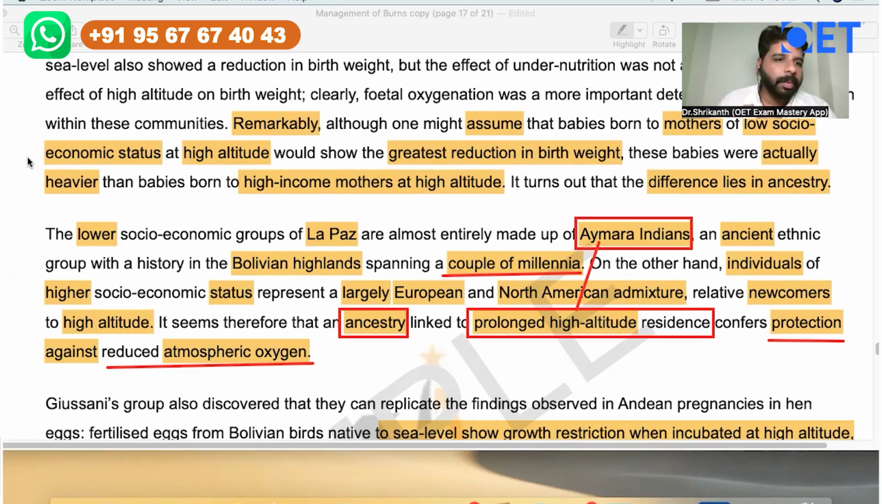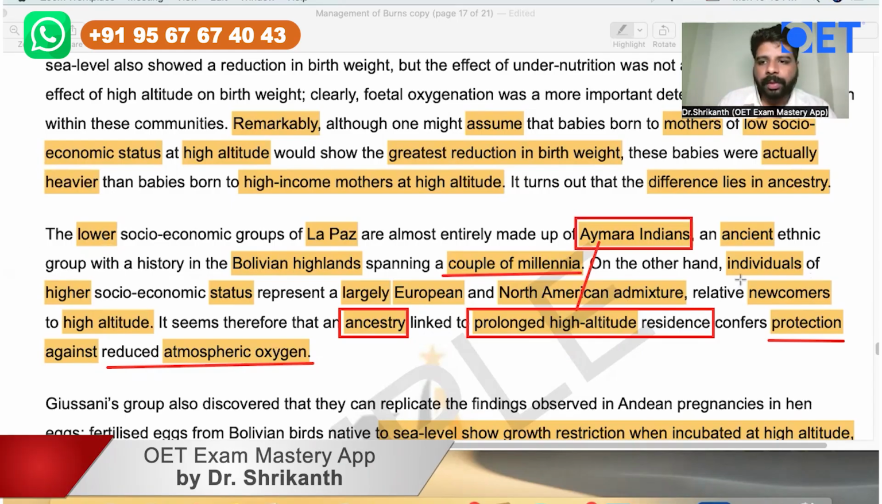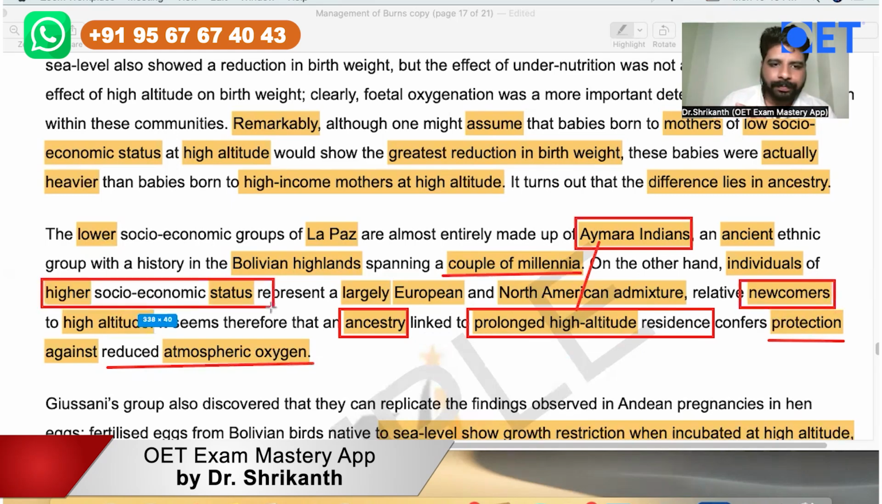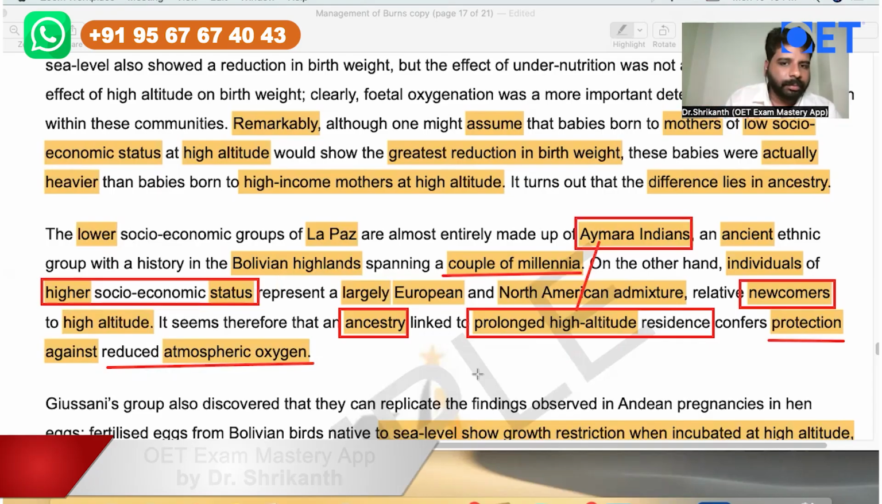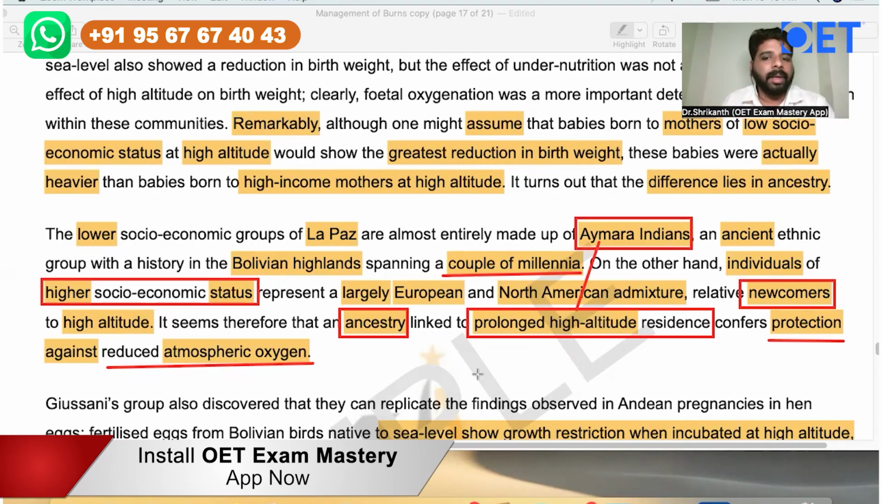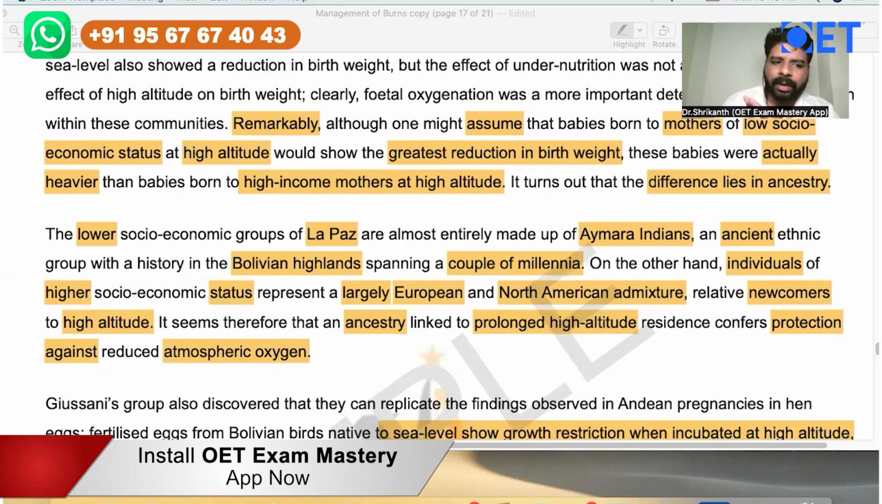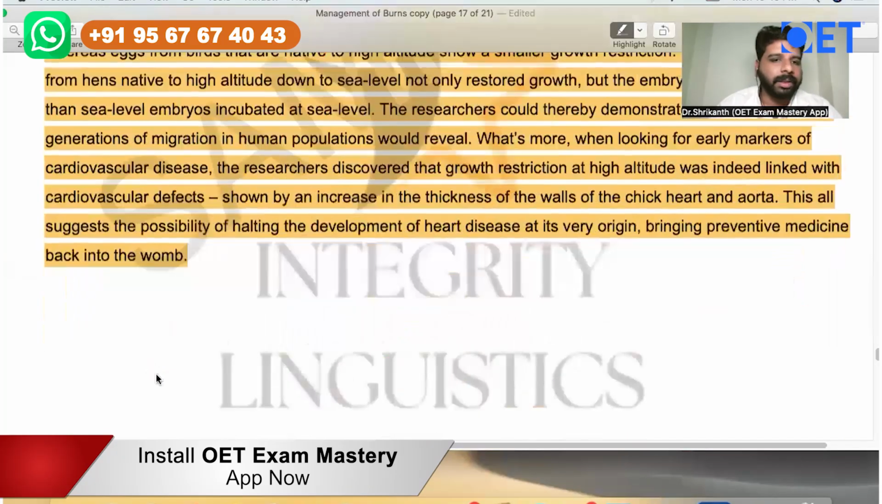But what about the new people? Who are the new people? The new people are the rich people. Now the rich people don't have that genetic adaptation, but the poor people, the Aymara Indians, have. So that is what we actually get over here. Again, very advanced English, right? It's not very simple English.